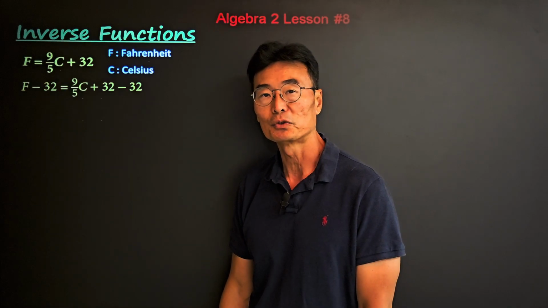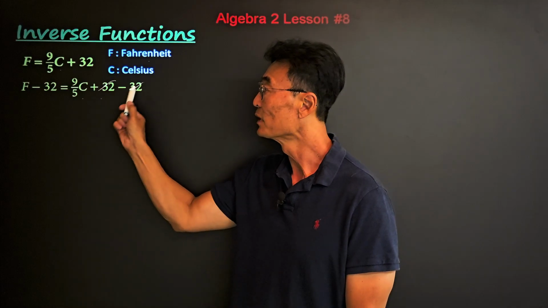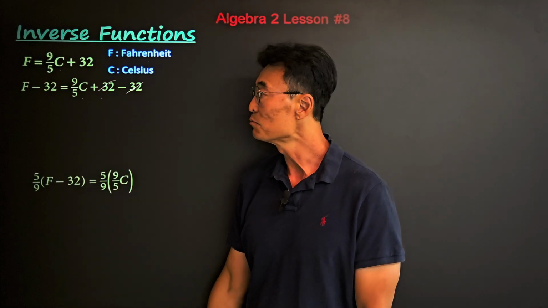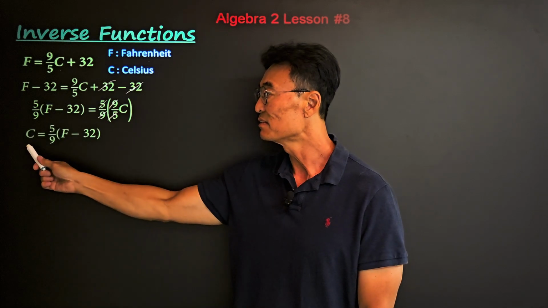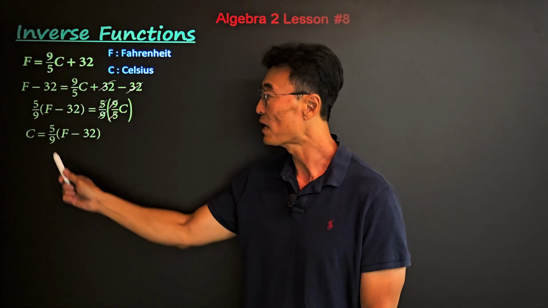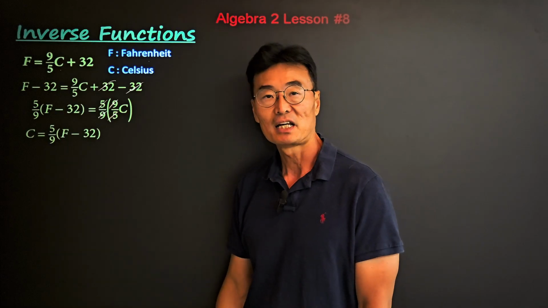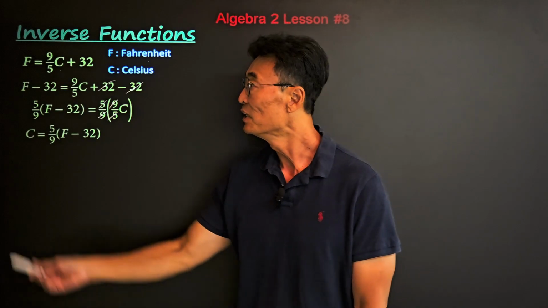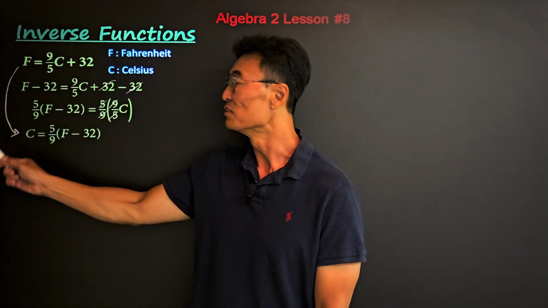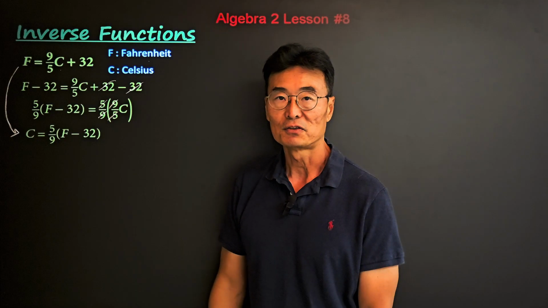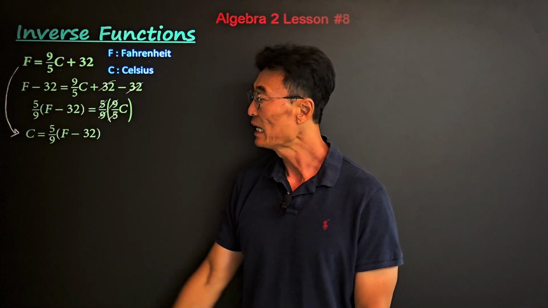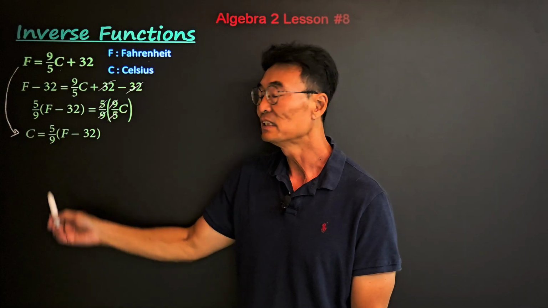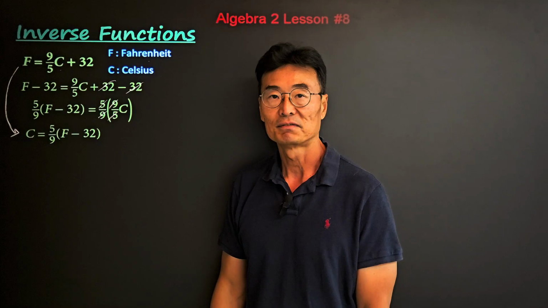To do that, we would subtract 32 on the left and the right side, and then multiply by 5/9 in order to get C, or Celsius, equals 5/9 times F minus 32. So as you can see, these two equations are inverses of each other, where in the first equation we have F in terms of C, and in the final equation we have C in terms of F.